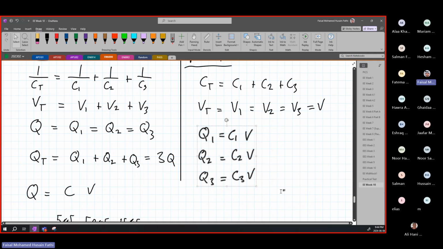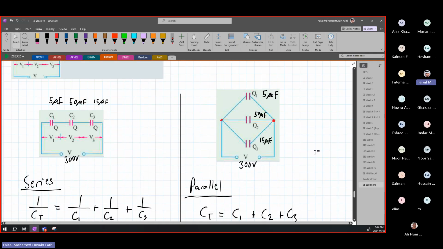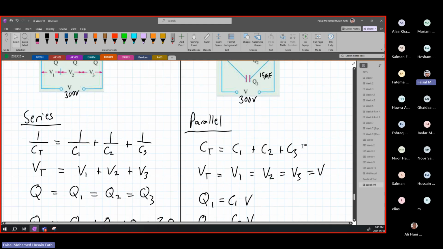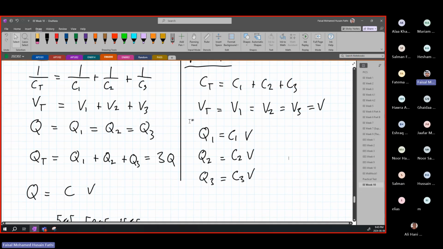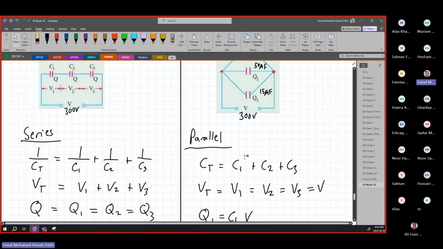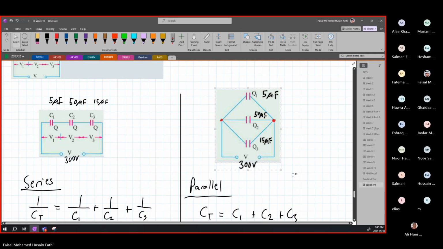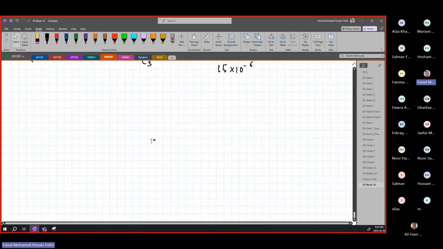In this case, Q is not the same, similar to current. Remember in current, when we do V equals IR for each one to find the current, we know voltage is the same, and we have the value of the resistances. Very similar concept here, but with capacitance. So our charge is going to be different for each one, but the voltage is the same across each and every one.